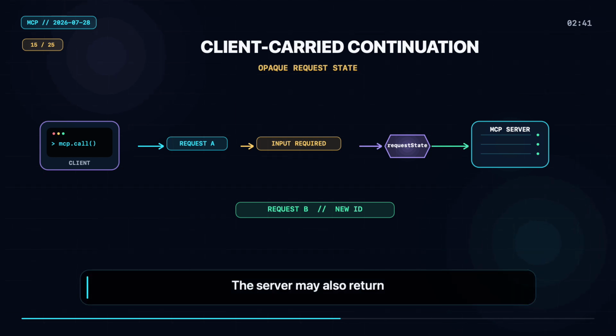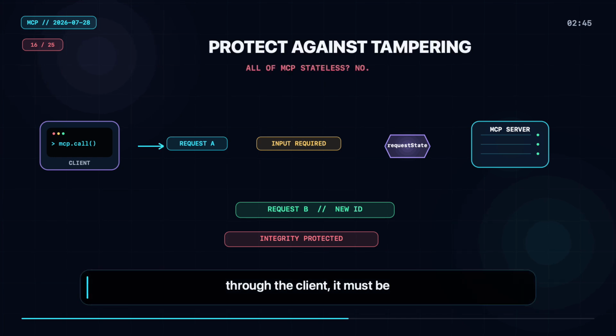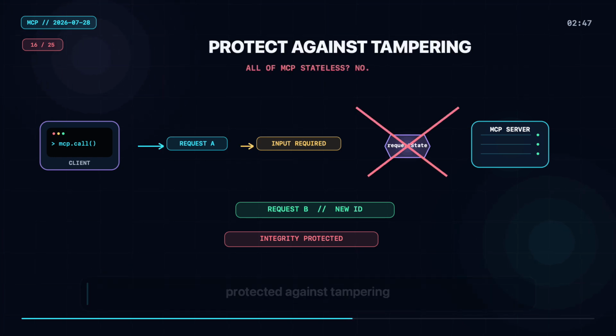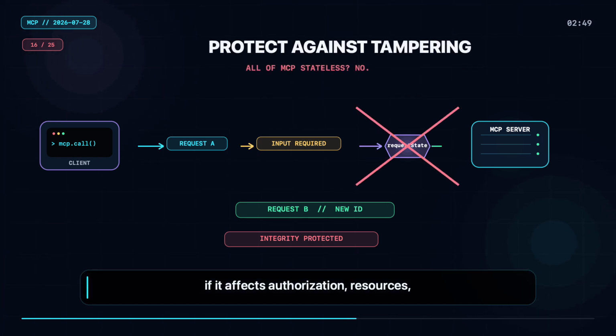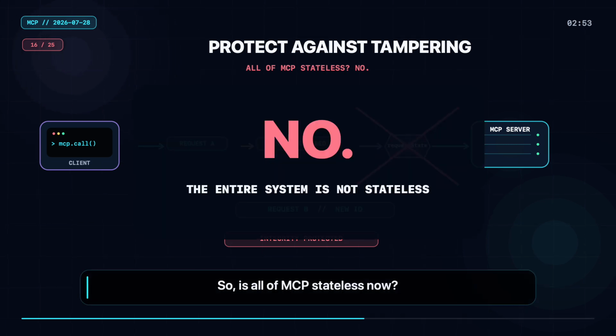The server may also return an opaque request state. Because that value comes back through the client, it must be protected against tampering if it affects authorization, resources, or business logic. So, is all of MCP stateless now?